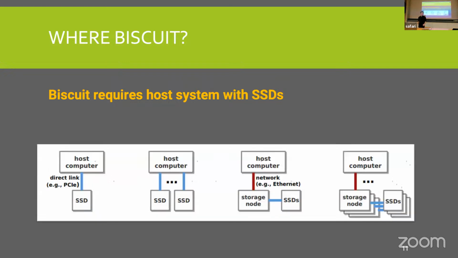So in what kind of storage organizations can Biscuit be applied? What Biscuit basically demands is a host system with one or multiple SSDs. They can be organized in various ways. You might have a directly attached host and SSD, like in your laptop. You might have multiple SSDs, or you might have a networked system with storage nodes, which again have SSDs. In principle, Biscuit can be applied in all these organizations. However, optimizing for all these different kinds of organization is an entirely different problem.